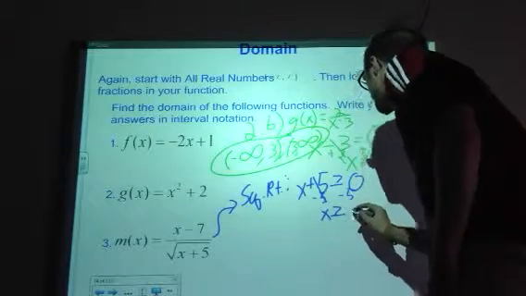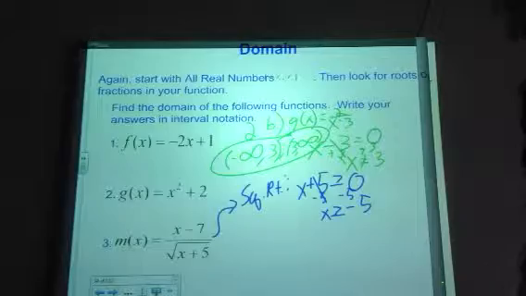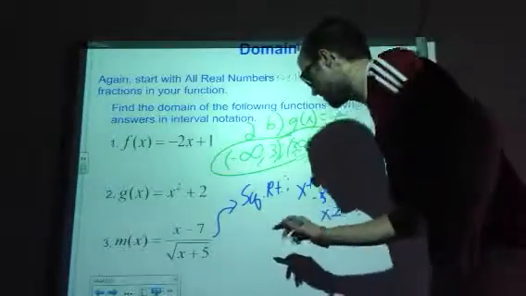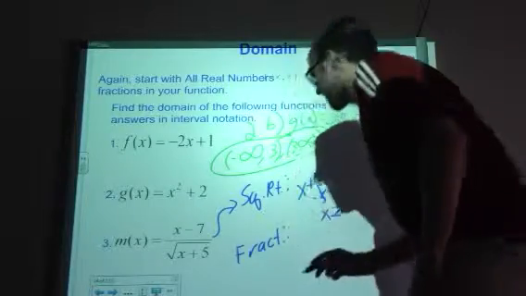And we have all the numbers when x is greater than or equal to negative 5. So we just cut off of our domain everything less than negative 5. Does it have a fraction? Yes, it does. So we can't include the x value that makes a fraction equal to 0.